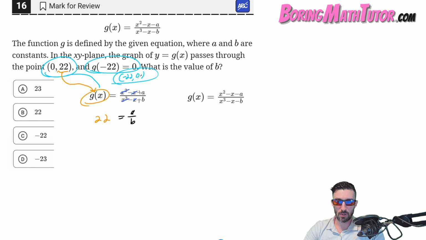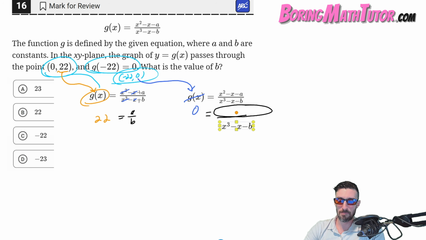Now for the other point, I need to plug in the 0 for the y, and I need to plug in -22 for all of those x's. But here's the thing. I can save myself a little bit of writing right now, because if you have a fraction equal to 0, the only thing that matters is that the top is going to equal 0. Sure, I could put the bottom, but the bottom doesn't matter, because when I multiply both sides by whatever the bottom is, what's going to happen is that I'll just get 0 on the left side, and I'll only be left with whatever the top is.